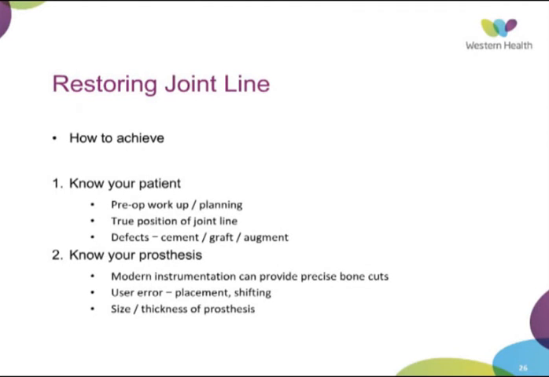So the things we need to consider: we need to know our patient, so we need to have an idea in our preoperative planning, looking at their x-rays and having an understanding of where their joint line should be, and whether or not there's likely to be any defects that may need to either be grafted or augmented. We also need to know our prosthesis, because our prosthesis is aiming to replace the bone and cartilage. We need to know the thickness of our prosthesis and how much we're cutting off the femur and tibia to be able to restore that.